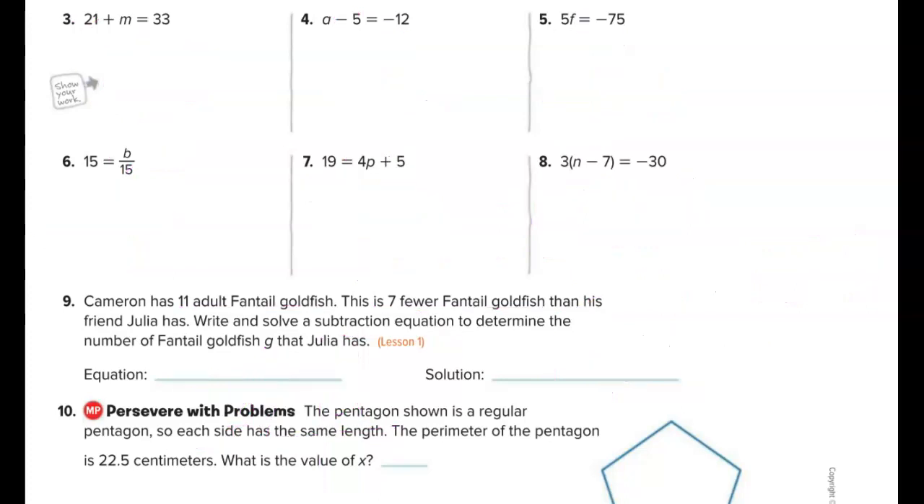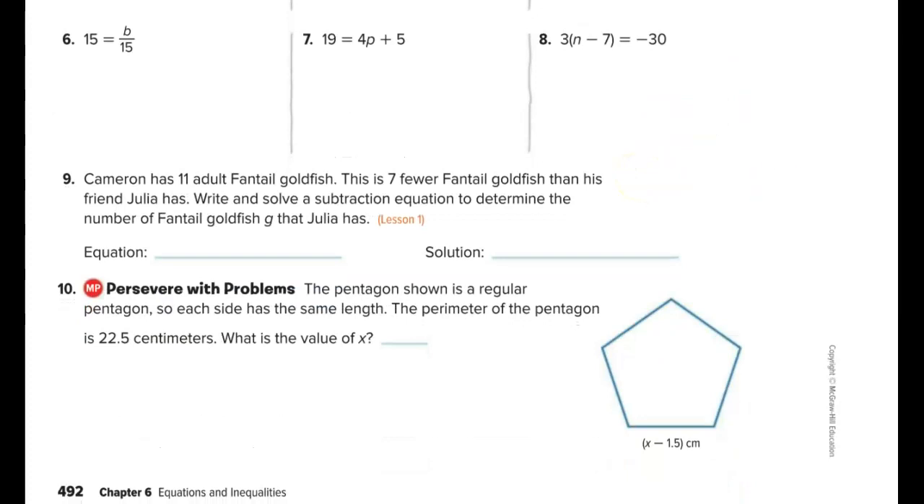Okay, so then the last one has kind of been similar to what we've been doing lately. It says the pentagon shown is a regular pentagon, which means all of the sides have the same length. So if this side is x minus 1.5, this side is also x minus 1.5. This one is also x minus 1.5, and this one, and this one. So that just means that all the sides are the same length.